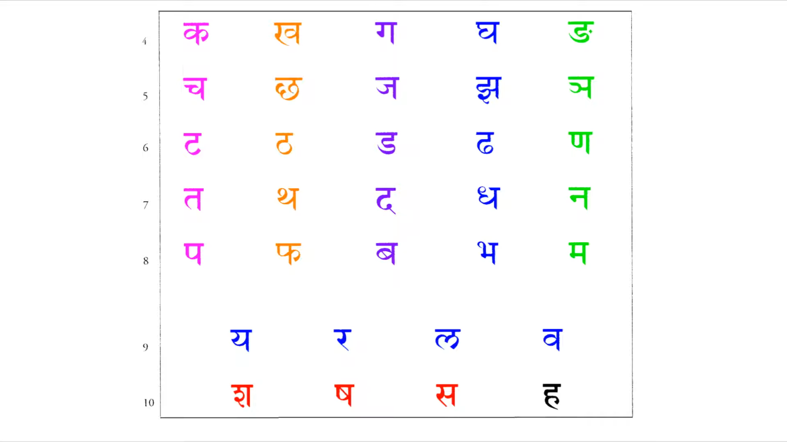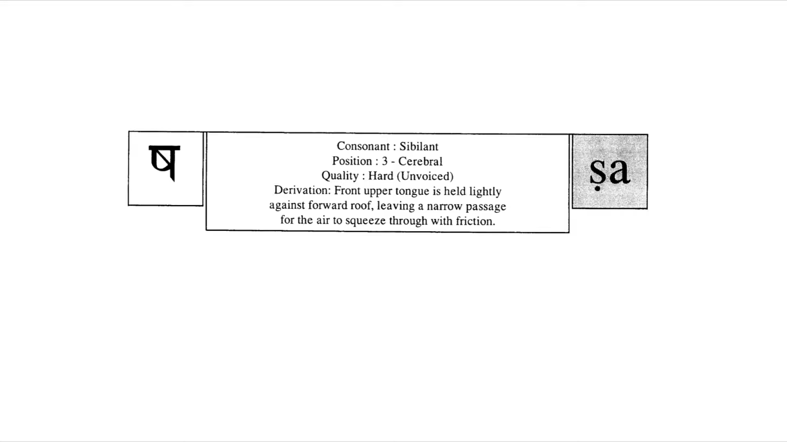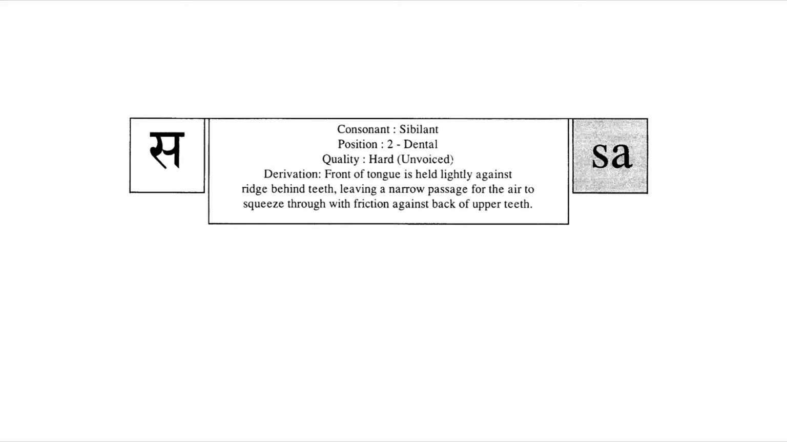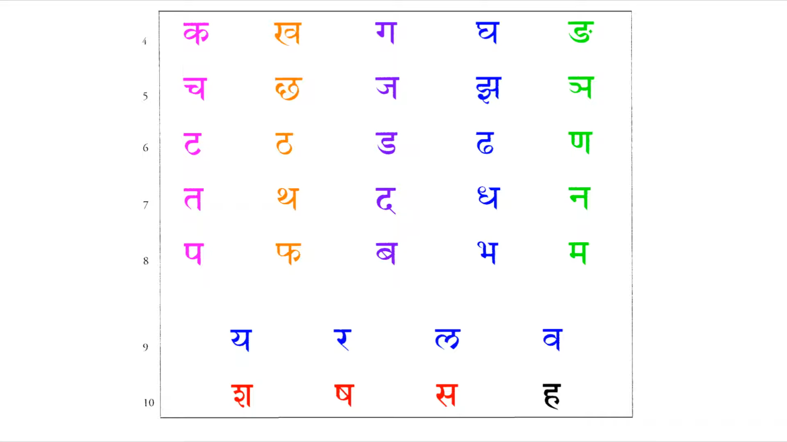The next semivowel is the letter ra at position 3. Go directly below to the sibilant, fixing the tongue at ra, and then pronouncing the second sibilant sha. Ra, sha. The third sibilant is distinct from the other 2. It's simply pronounced sa. It's dental. So the sibilants occupy positions 2, 3, and 4. Sha, sha, and sa.